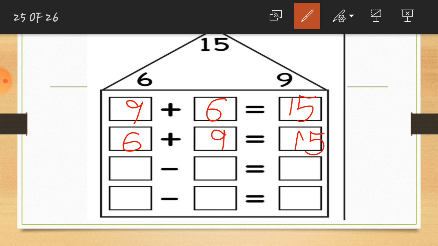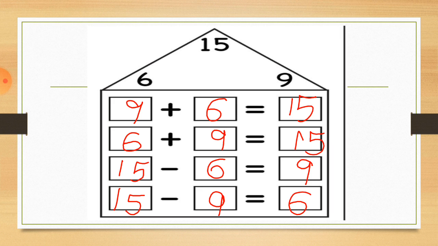Now I take 15 first. 15 minus 6 is equal to 9. And then 15 minus 9 is equal to 6. Okay, so here is the family number. And if you notice one thing, all the digits are common. Here is 9, 6, 15, 9, 6, 15. Here is 6, 9, 15, 15, 6, 9, 15, 9 and 6.